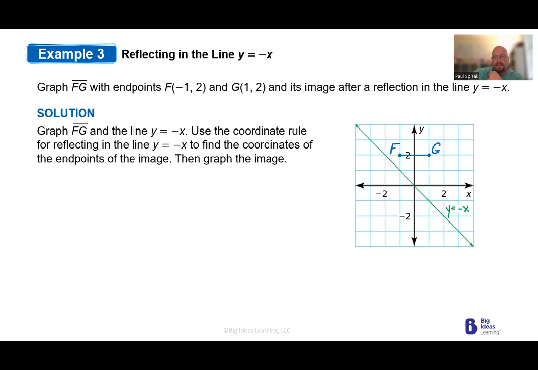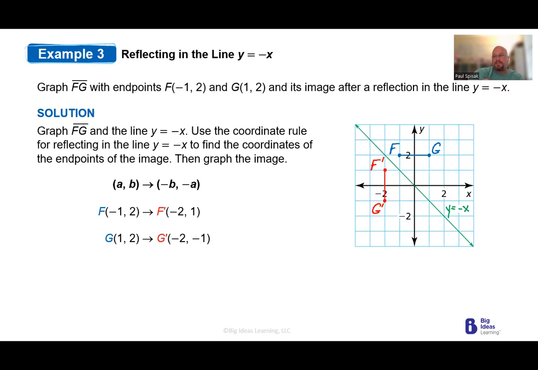So there's our original on the graph. This is our line we're reflecting in. Again, knowing our properties, we're just switching and changing our signs. So it becomes -2, 1. For G, same thing. We were at 1, 2, so we're going to switch them and change the sign. So 1, 2 becomes -2, -1. So we have our two points.